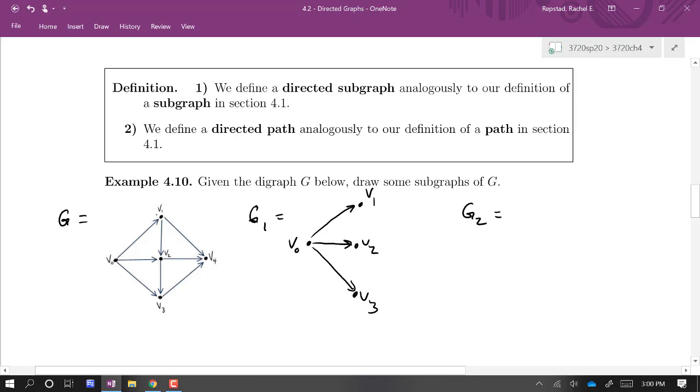Another subgraph, maybe I'll call this one G2. This time I'll grab the vertices V1, V3, and V4, and some edges. Notice V4 only has edges coming in, so the only edges I can grab are those, and I'll just grab them both. So there's a directed subgraph.